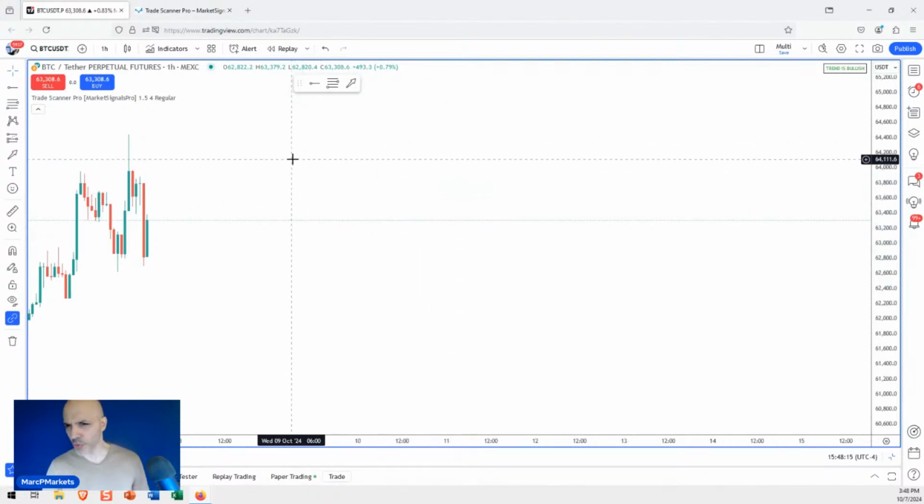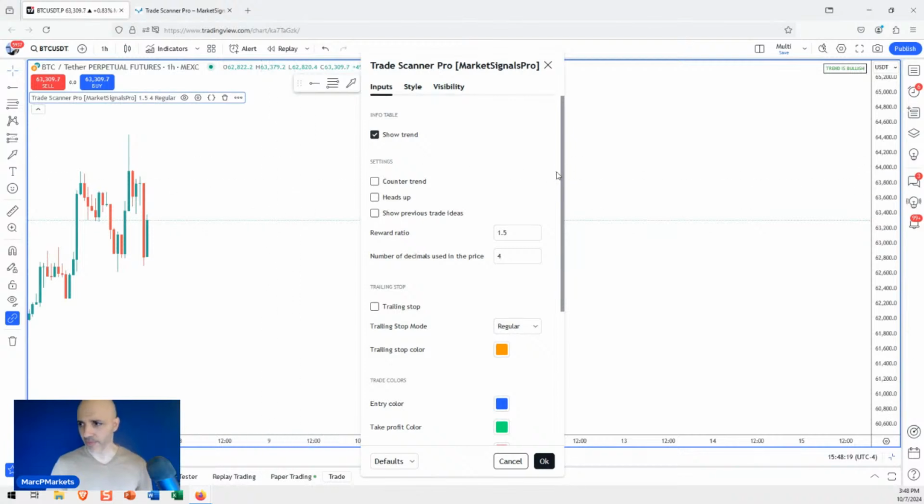So let me just show you real quick on the Trade Scanner Pro, the settings panel, because when you get the Trade Scanner Pro and you first turn it on, all of these checkboxes are blank. You have to turn them on. So trailing stop, you have to turn that on, right? Then there's show previous trades. This shows you trades that were taking place that you could see the result of. Then there's heads up. You want to turn that on.